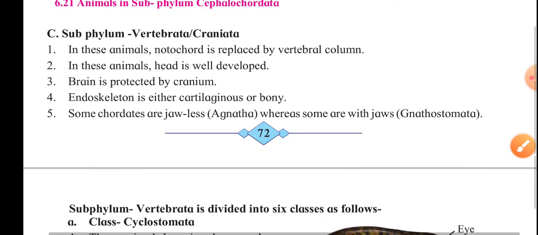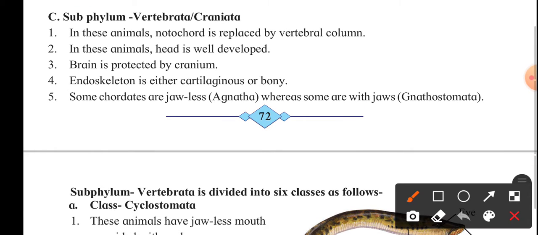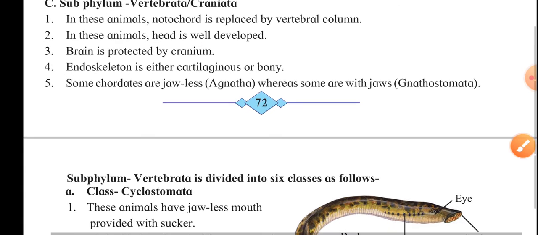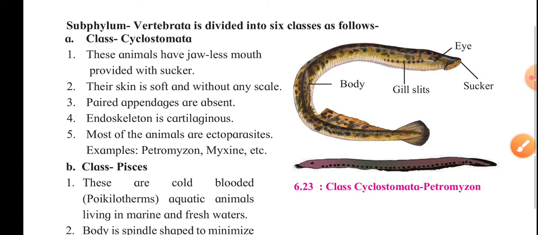The next subphylum we have to discuss is Vertebrata, or Craniata. In these animals, the notochord is replaced by the vertebral column. These animals have a very developed head, and the brain is protected by the cranium. The endoskeleton is either cartilaginous or bony. Some chordates are jawless, which are called Agnatha, whereas some are with jaws. Now this particular subphylum is further classified into six different classes.